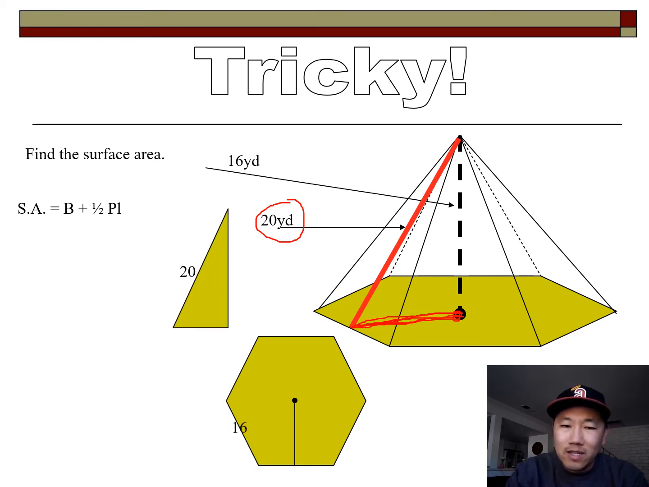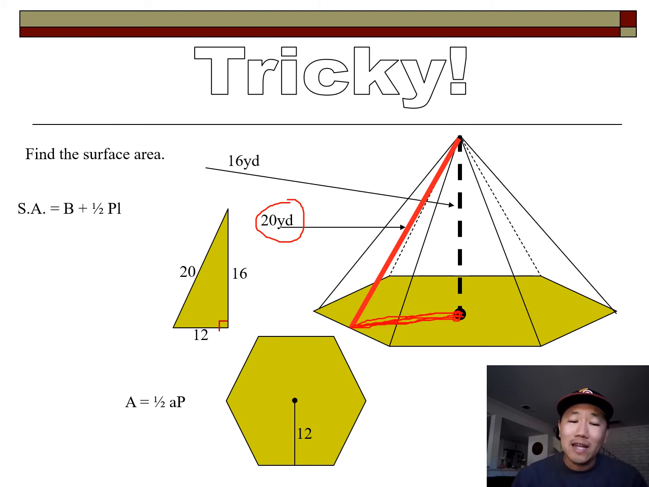That side's 20, that side's 16. Use the Pythagorean theorem because this is a right triangle right here. Use the Pythagorean theorem to solve for that missing side. And it turns out to be 12, which means that side is 12. All right, so now that we know the apothem, we actually can figure out a lot of things out.